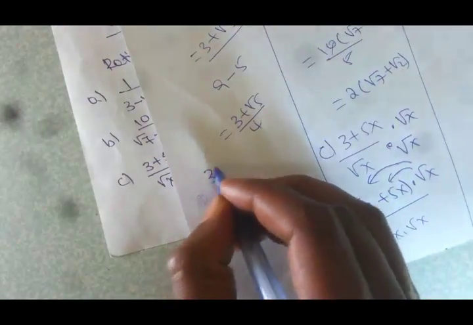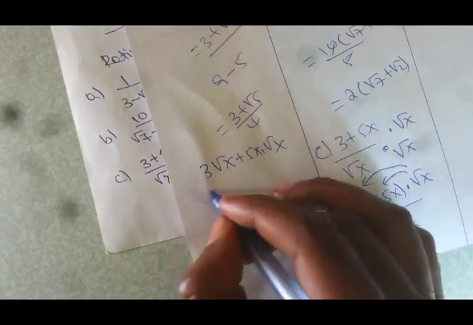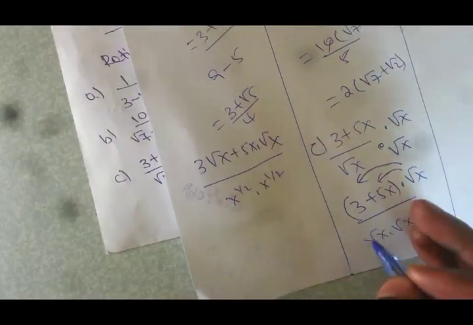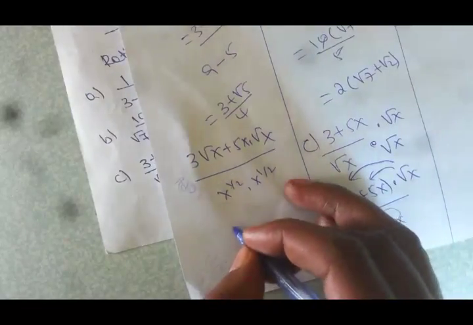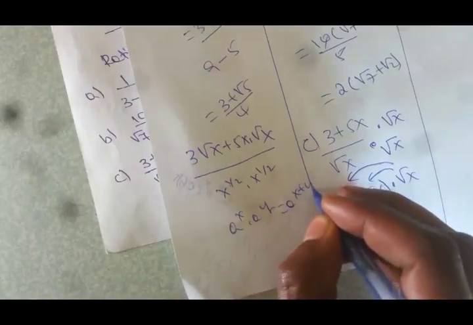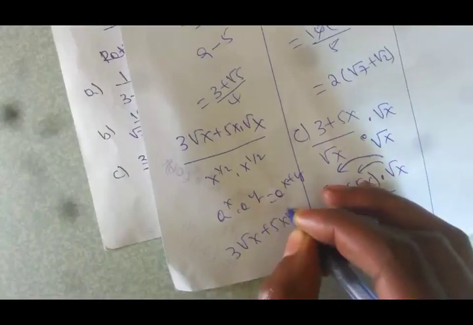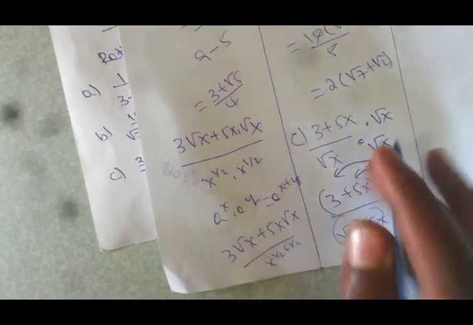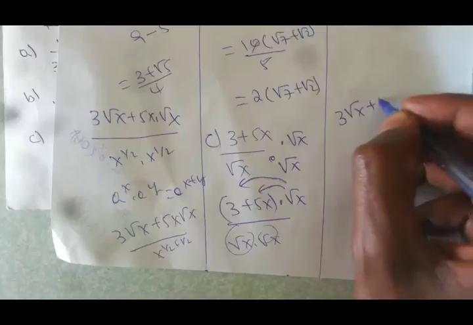Therefore 3 root x plus 5x times root x over x raised to 1 over 2 times x raised to 1 over 2. Therefore this can be written as x raised to 1 over 2, and this can be written as x raised to 1. And we know that a raised to x times a raised to y can be written as a raised to x plus y. Therefore 3 root x plus 5x root x over x raised to 1 over 2 plus 1 over 2. This is equal to what? 3 square root of x plus 5.